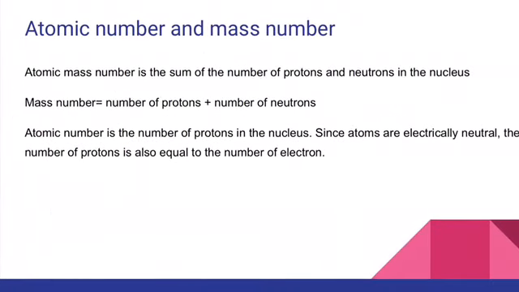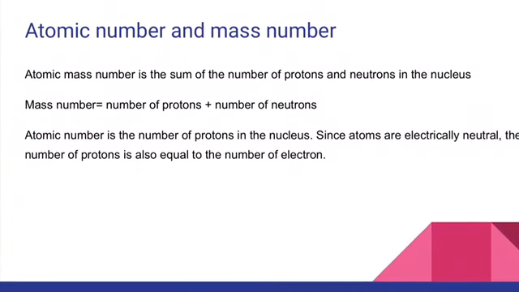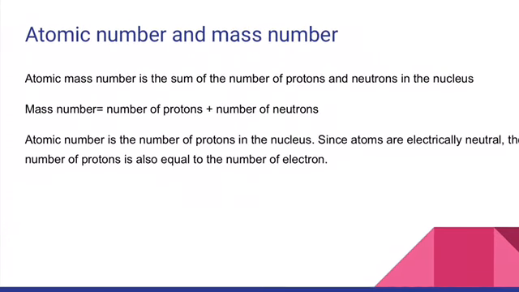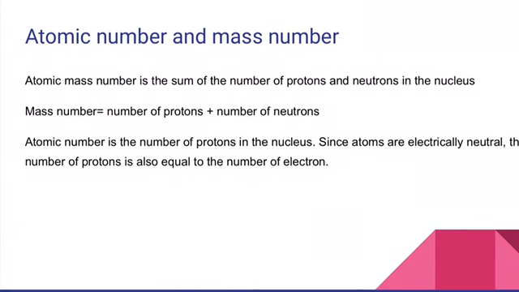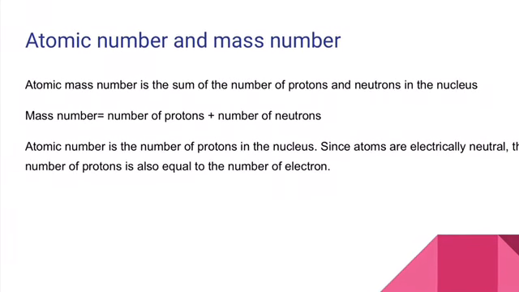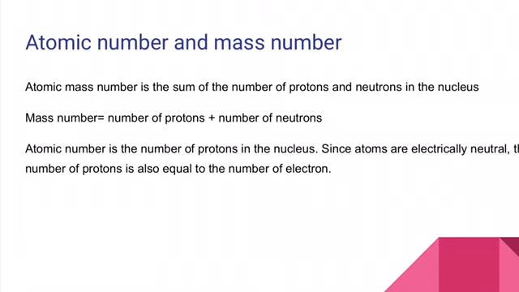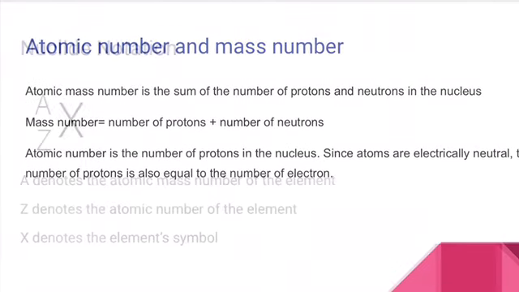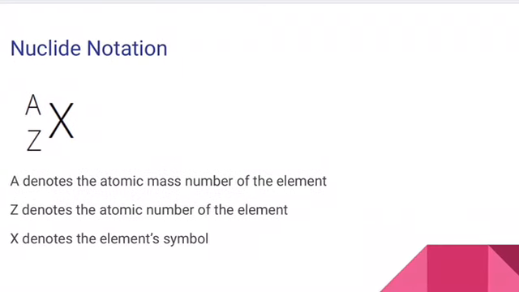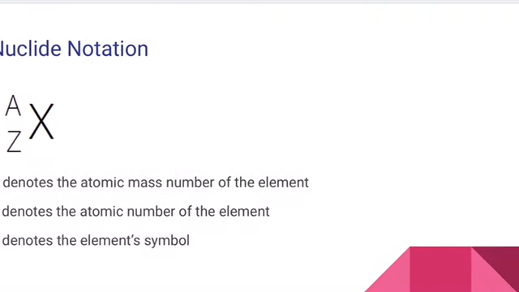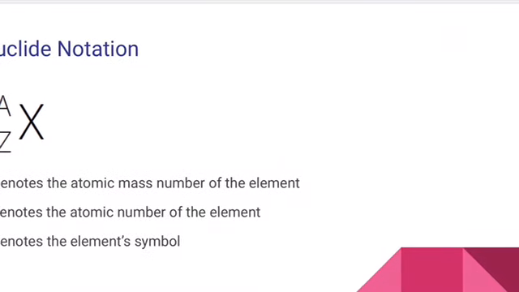Atomic mass number is the sum of the number of protons and neutrons in the nucleus. So mass number is equal to number of protons plus number of neutrons. Atomic number is the number of protons in the nucleus. Since atoms are electrically neutral, the number of protons is also equal to the number of electrons. So here A denotes the atomic mass number of the element, Z denotes the atomic number of the element, and X denotes the element symbol.